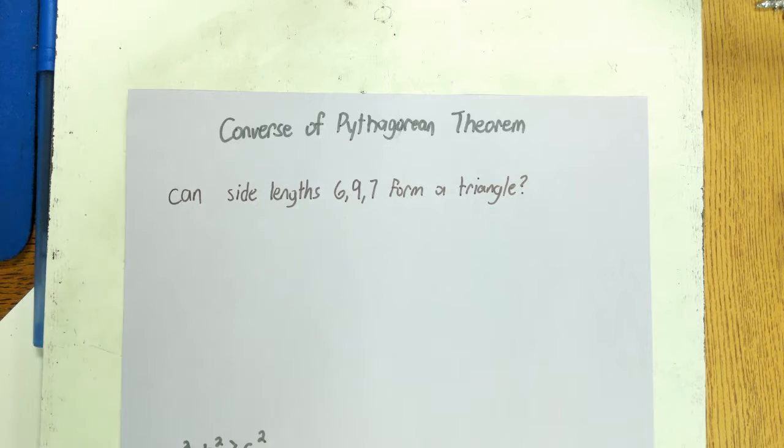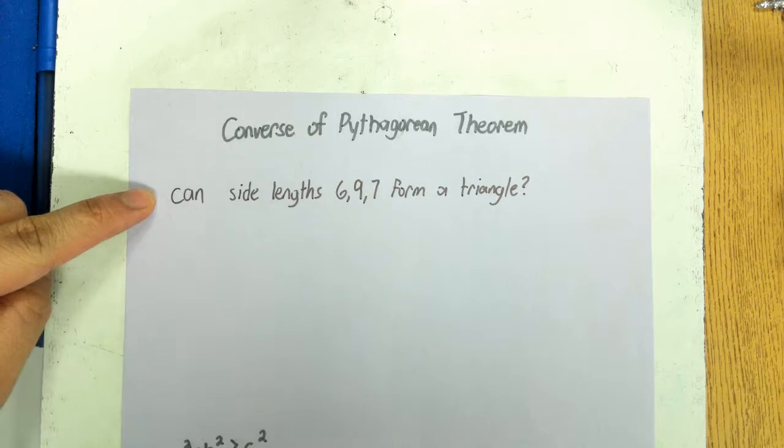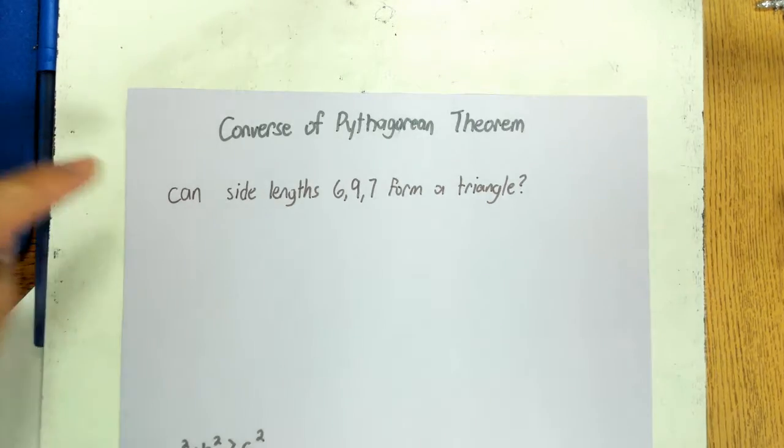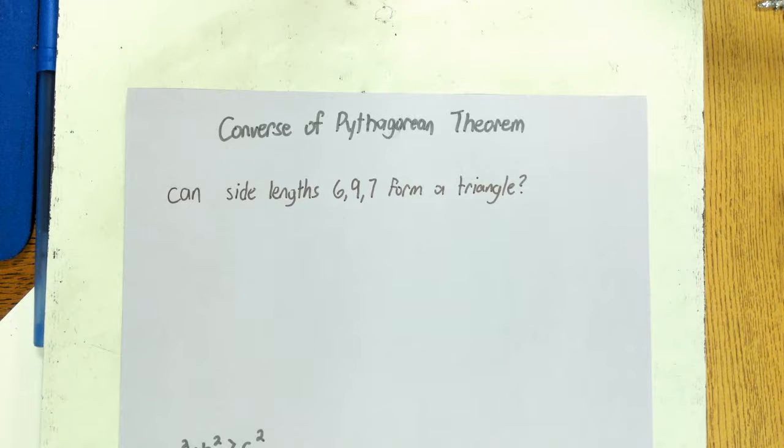Today we will go over the converse of the Pythagorean theorem. Before I tell you what that is, first let's look at this question. Can we form a triangle with side lengths 6, 9, and 7? So this is a bit of a review of the triangle inequality theorem.